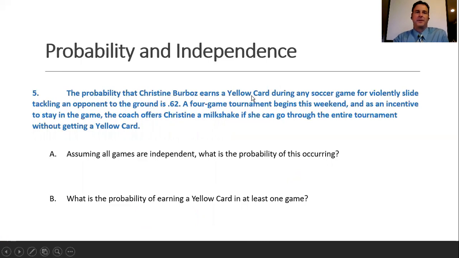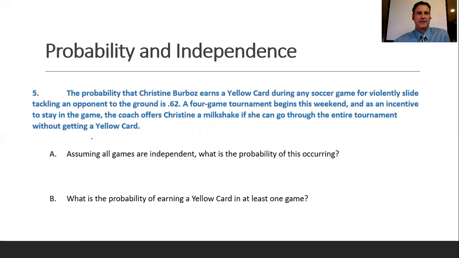It says the probability that this soccer player, Christine, who is a superstar, earns a yellow card during any soccer game for violently slide kicking and tackling an opponent to the ground is 0.62. Okay, maybe she's just a real aggressive player. A 4-game tournament begins this weekend, and as an incentive to stay in the game, the coach offers Christine a milkshake if she can go through the entire tournament without getting a yellow card. Now, assuming that one game has no influence on the next, what is the probability that she can go 4 games without a yellow card?